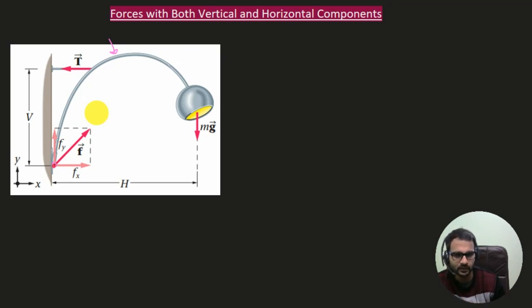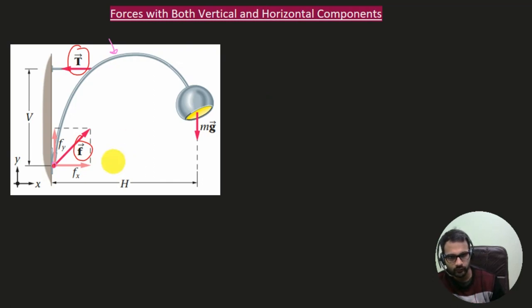Designing the lamp means finding the unknowns: this force F, and how much tension force T is required. According to that, we'll choose a wire that can withstand this much tension. And according to this force F, we can choose the bolt which can apply this much force F onto the lamp. So we have to design the lamp for the given data.